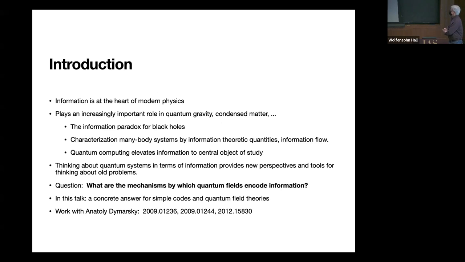Just by way of introduction, as we all know now, information is at the heart of modern physics and modern approaches to quantum field theory. It's playing an increasingly important role in quantum gravity and condensed matter theory and other areas of physics, and has given us a lot of new insight into the information paradox for black holes and in many body physics. It's teaching us how to characterize systems by information theoretic quantities. And in the field of quantum computing, information is elevated to the central object of study.